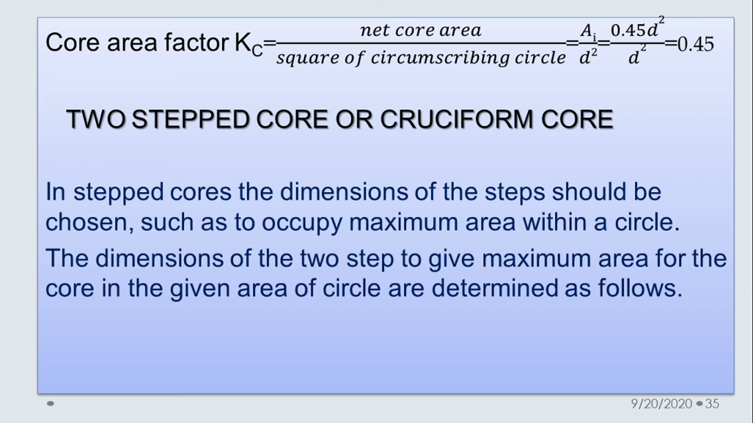In stepped cores, the dimensions of the steps should be chosen so as to occupy maximum area within a circle. So why is the step chosen? Because the maximum area utilization should be achieved within a circle. Therefore we have to choose the stepped cores. The dimensions of the two-stepped core to give maximum area for the core in the given circle are determined as follows.